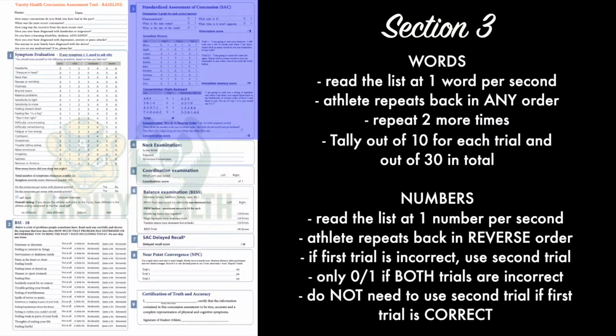The second part of the concentration section is listing the months in reverse order. The athlete simply needs to begin with December and move backwards to January. If they list all 12 months in correct reverse order, they receive 1 point. Tabulate the total concentration score out of 4.